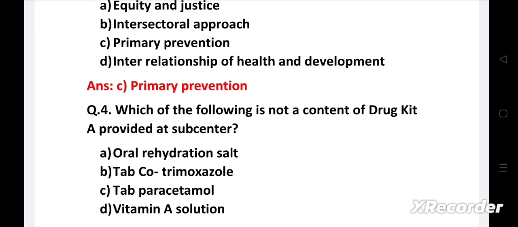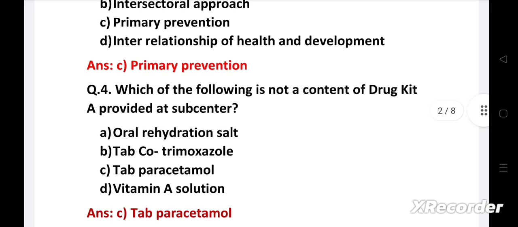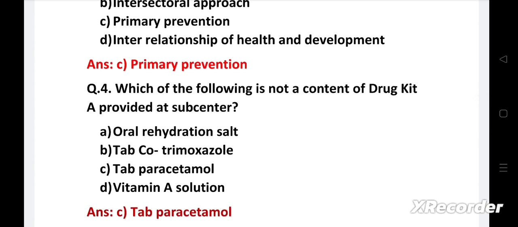Next question: which of the following is not a content of drug kit A provided at subcenter? Option A, oral rehydration salt. B, tablet cotrimoxazole. C, tablet paracetamol. D, vitamin A solution. Right answer is option C, tablet paracetamol. Drug kit A at subcenter includes ORS, iron and folic acid tablets, vitamin A solution, and tablet cotrimoxazole for pediatric use.